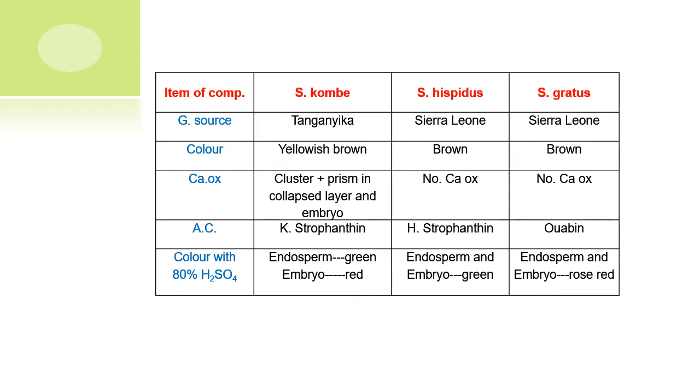On addition of 80% sulfuric acid, there is a green color in the endosperm of Strophanthus kombe and red color in the embryo, while the endosperm and embryo of Strophanthus hispidus produce green color. Endosperm and embryo of Strophanthus gratus acquire rose red color.